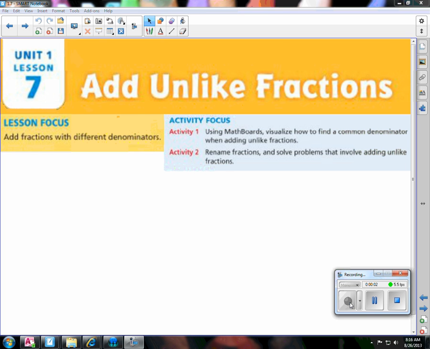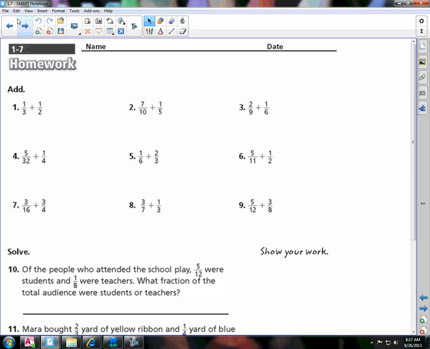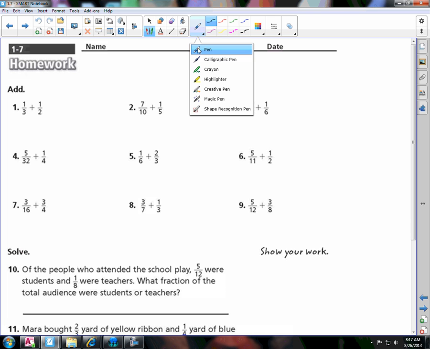Okay, this is Unit 1, Lesson 7, adding unlike fractions. So when we don't have that common denominator, we'll talk about finding it, renaming, or finding equivalent fractions to be able to then work with them with that common denominator. Okay, so some sample problems to get us started with. Again, we're just going to work towards finding those common denominators.